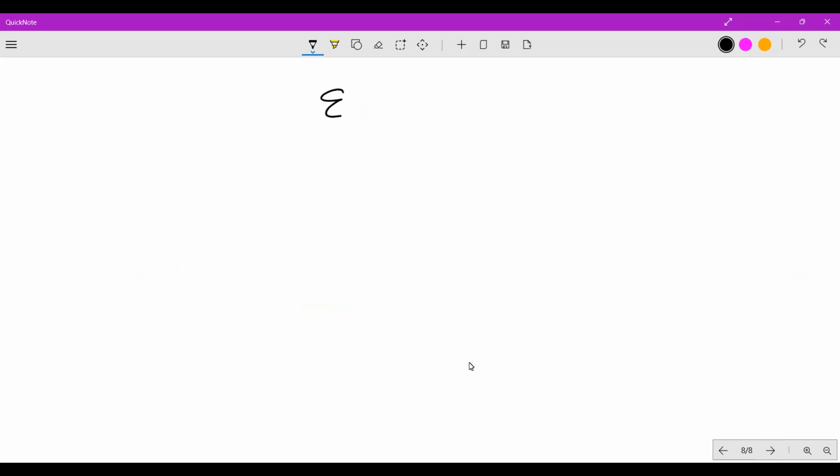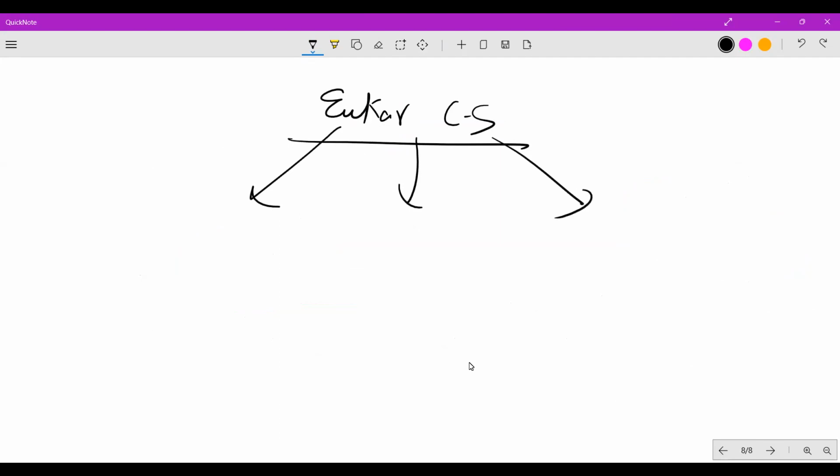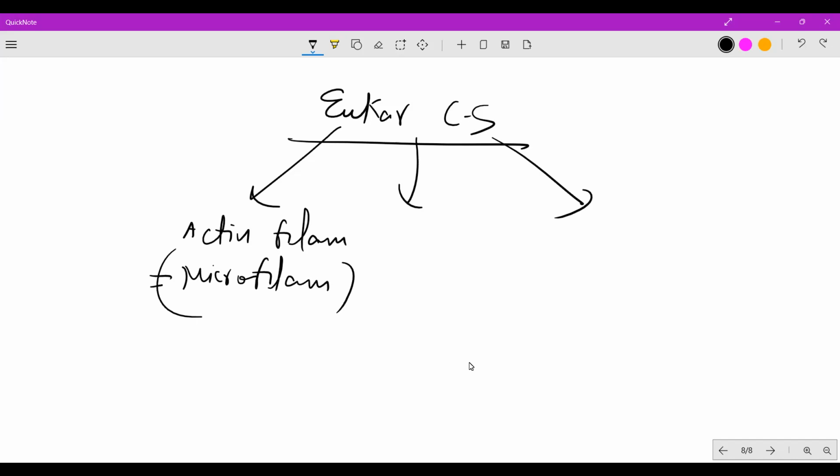When we talk about the eukaryotic cytoskeleton, we know the entire eukaryotic cytoskeleton is made up of three components. तीन चीजें हैं इसमें. पूरे साइटोस्केलेटन में जो पूरा नेटवर्क है, the entire network is made up of three components. You know it. आपको पता है. The first is the actin filaments. ठीक है. Actin filaments we can call them as, क्या कह सकते हैं और? Microfilaments. और actin filaments, ये पहला component हो गया.